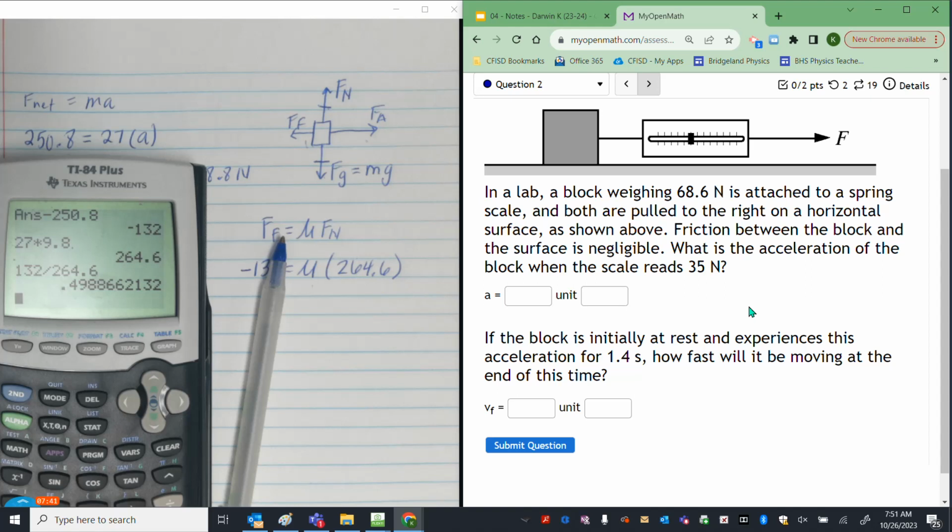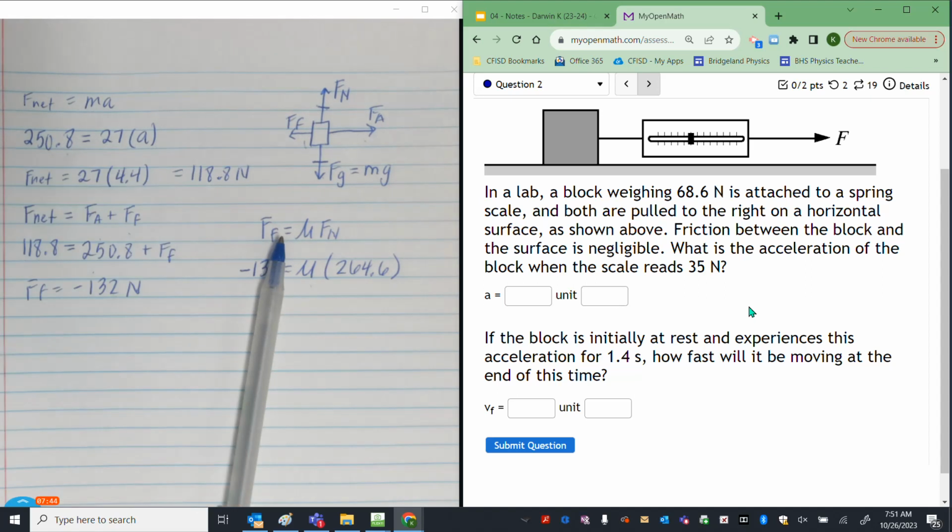Okay, the second question says, in a lab, a block weighing 68.6 newtons is attached to a spring scale and both are pulled to the right on a horizontal surface as shown above. Friction between the block and the surface is negligible. What is the acceleration of the block when the scale reads 35 newtons? You've seen this question before. It's just telling you that this force right here is 35 newtons. Because there is negligible friction, this will be the only force causing this block to accelerate, the only horizontal force. So this is also your net force.